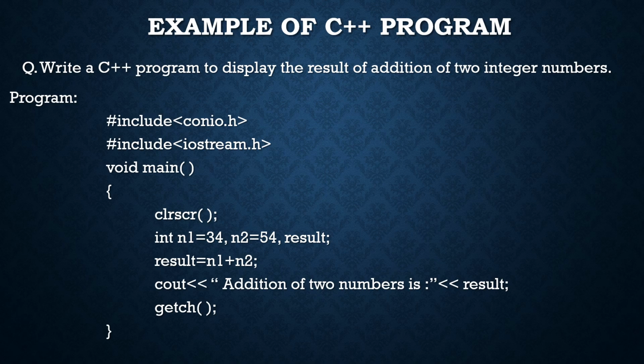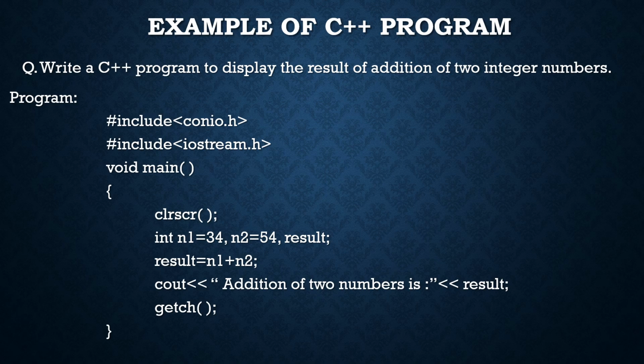Then what is the logic for adding two numbers? The logic is just to use the plus symbol and add the numbers. You have to store the output in the result variable. So here I have written result = n1 + n2, meaning 34 plus 54. We are not writing 34 and 54 directly because in programming we work with variables. So here, n1 + n2.